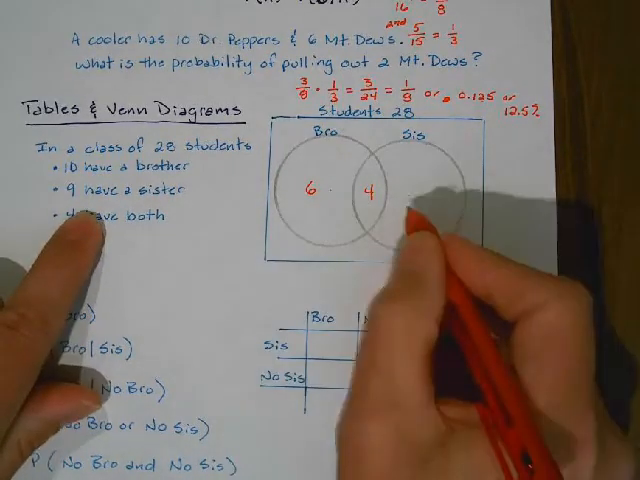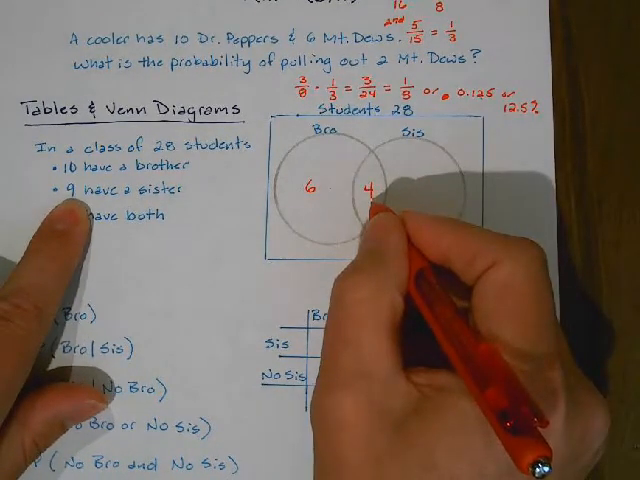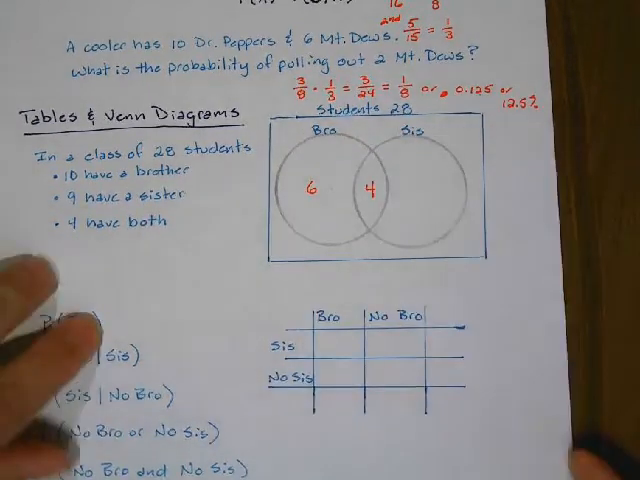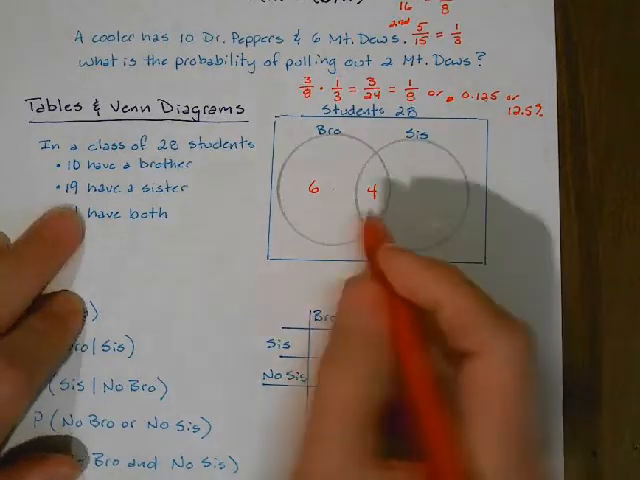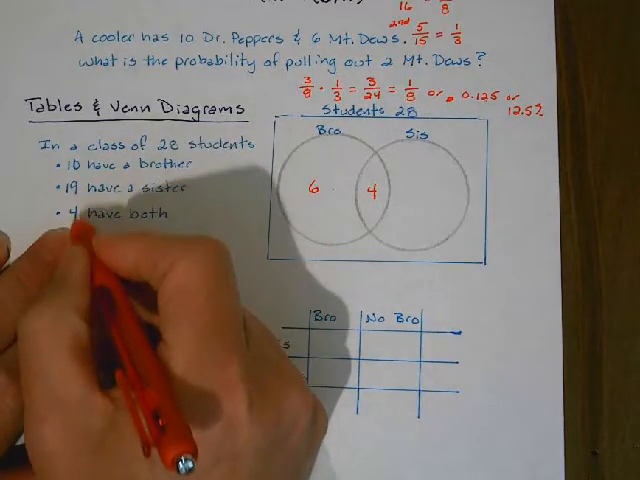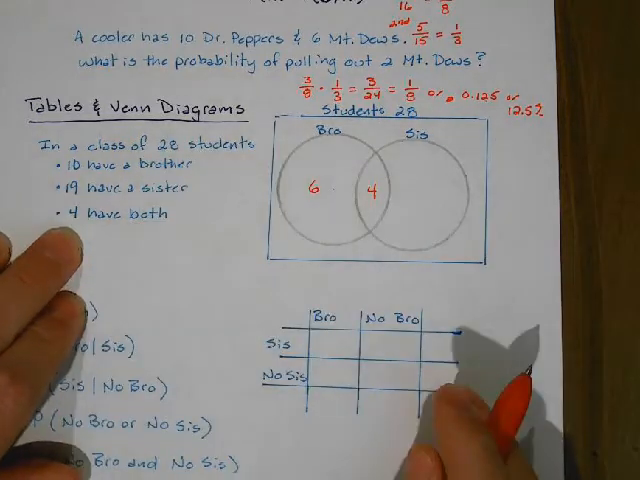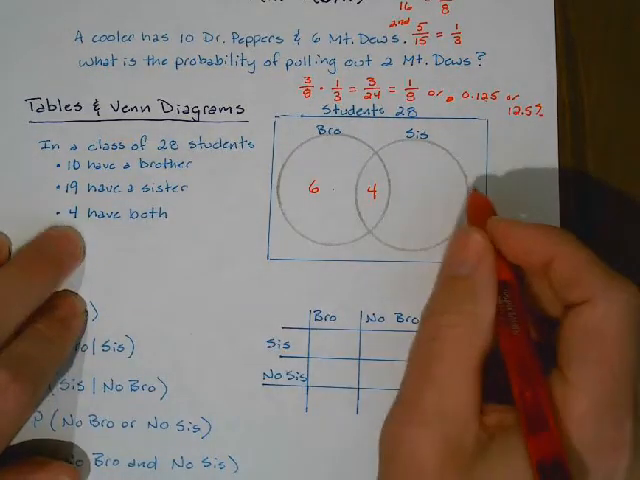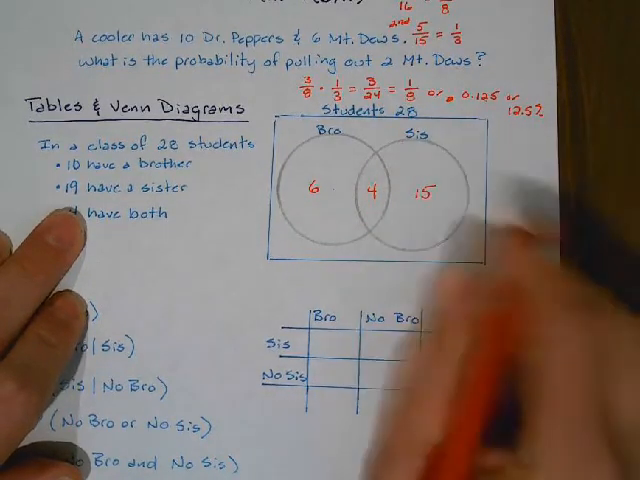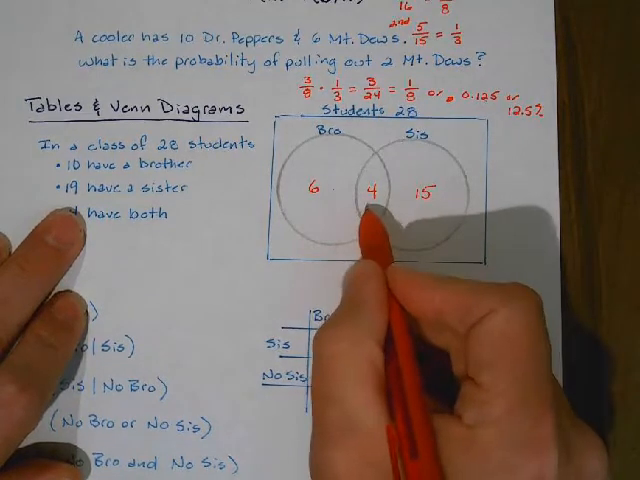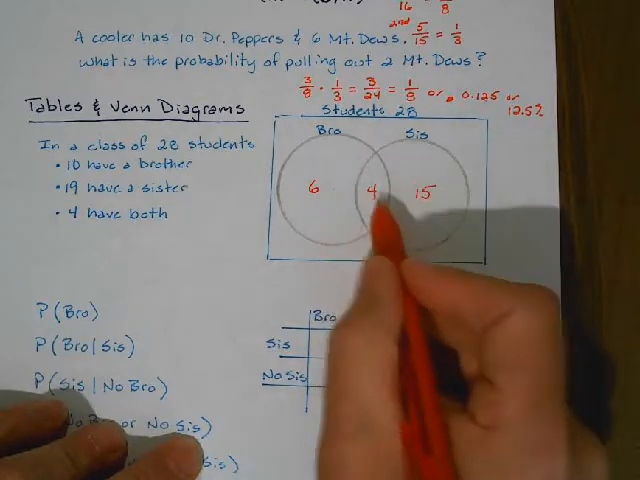Then over here, have a sister. I've got 9, but I've already counted 4 of them here. So, oh, that was supposed to be 19. Let's change that. 19. All right, so yeah, they definitely don't add up right now. Right now I've got 33 students, but I said there's 28. So now we're figuring out why that doesn't work. I knew I wrote something down wrong. All right, so now that means that 15 only have a sister and 4 of them have a brother and a sister. So I still have in my sister circle a total of 19.